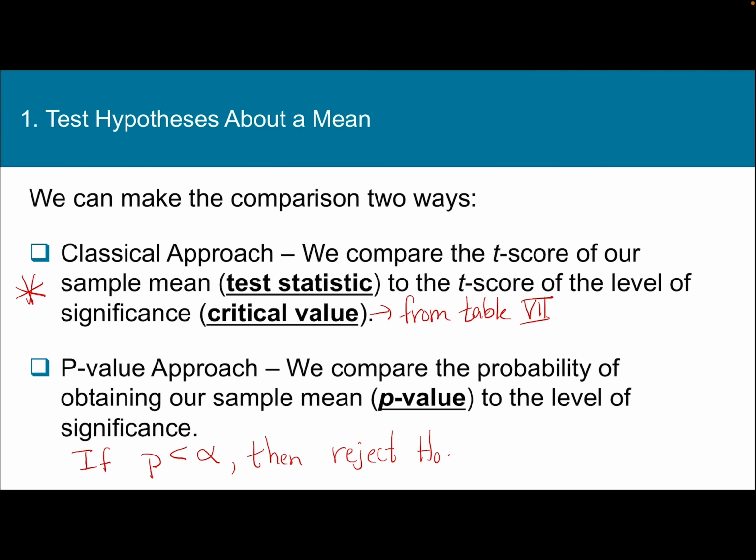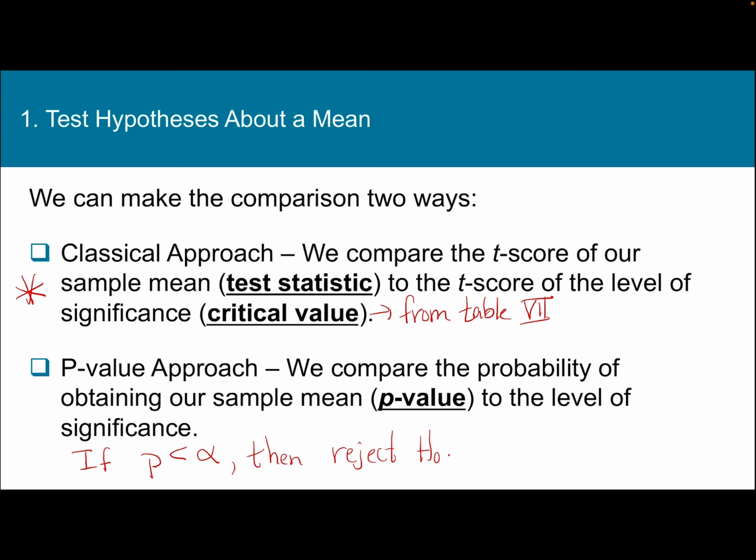Now, you're going to see some problems on the sample final and also on the final exam where you're asked to compare p to alpha. So if p is less than alpha, you'll be given that p-value. Then you reject your H naught, your null hypothesis.